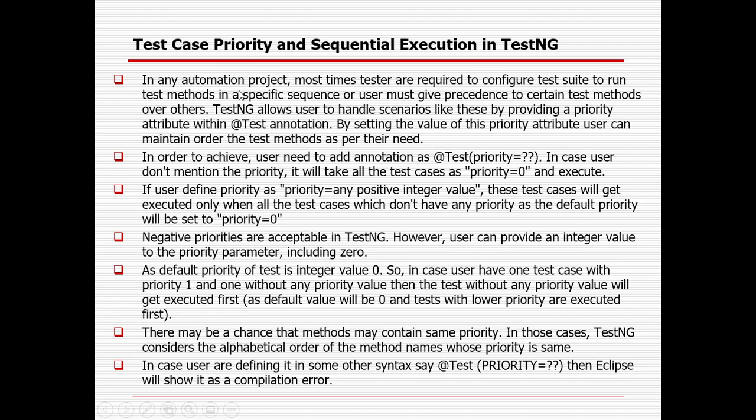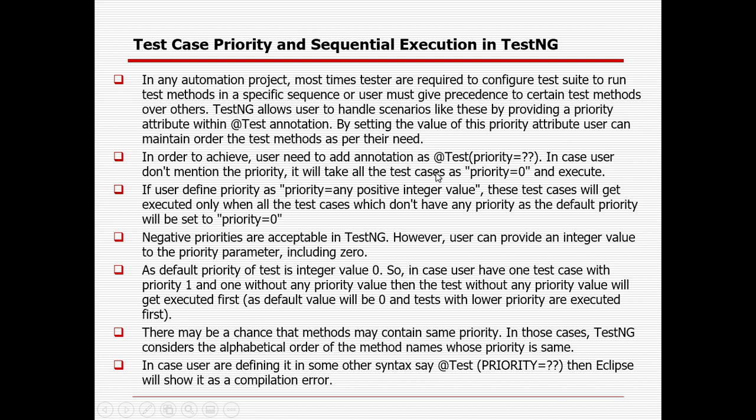In any automation project, most times testers are required to configure a test suite to run test methods in a specific sequence, or the user must give some precedence to certain test methods over others. TestNG allows the user to handle scenarios like this by providing a priority attribute within the @Test annotation. By setting the value of this priority attribute, the user can maintain the order of the test methods as per their need.